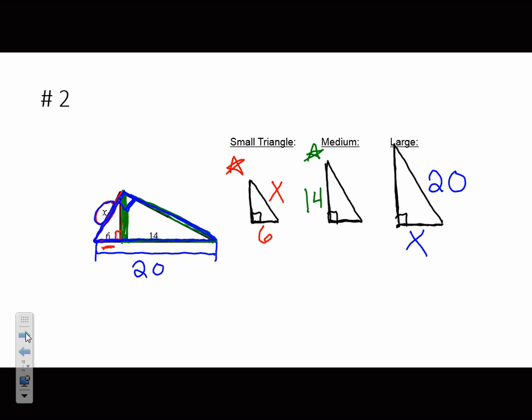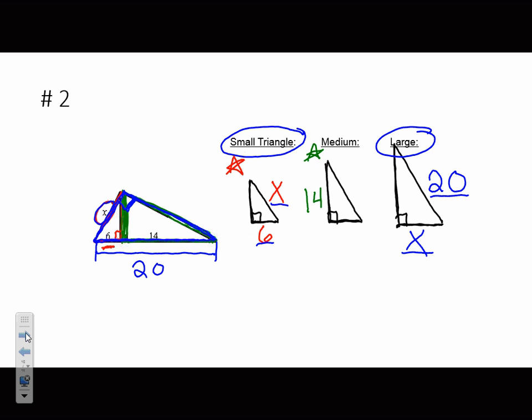Now, once I have this all drawn out and all my information on my triangles, I need to pick the two triangles that have at least two pieces of information in them so that I'm able to solve for x. So I'm going to use my small triangle because I have x and 6, and I'm going to use my large triangle because I know two things. And you notice that my two things that I know are in the same spots but on different triangles.